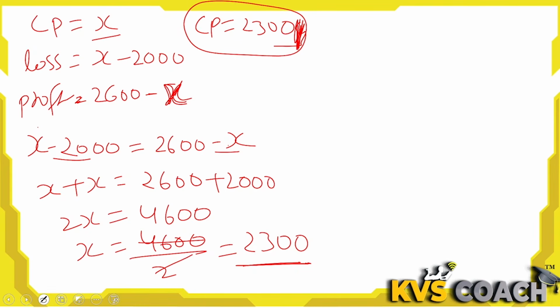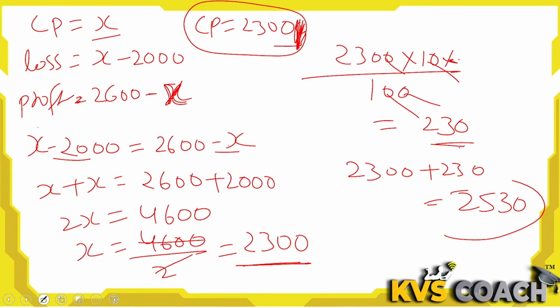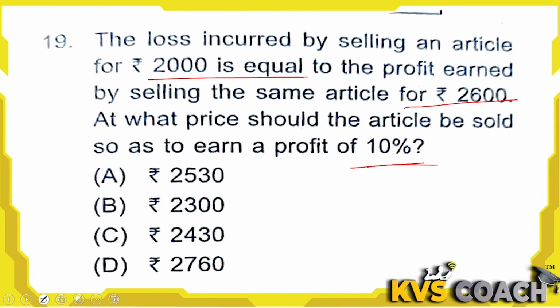Okay, this is the value of CP. So what we have to find is the profit. We have to find the profit of 10%. So 2300 into 10%. So 10% profit I am taking here. That is 230. For taking the 10% profit, I have to sell it at plus 230. It means 2300 plus 230, that is equal to 2530. This is the value. Okay, so for getting the 10% profit, I should sell the article at 2530 rupees. A, 2530, is the right answer here.